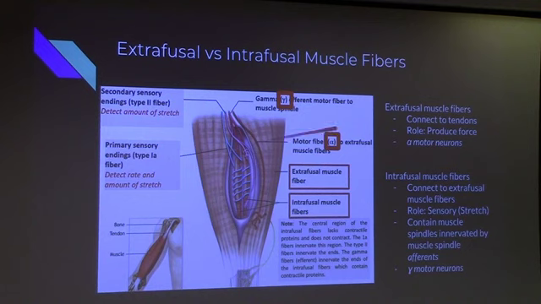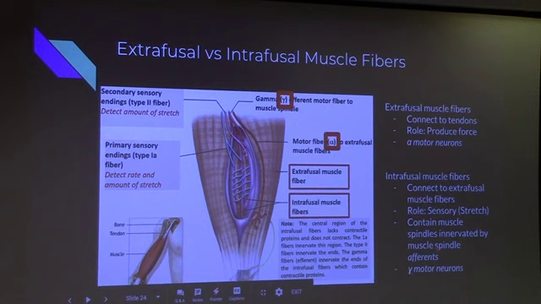Extrafusal muscle fibers connect to tendons. Their role is to produce force, and they're innervated by alpha motor neurons. As opposed to that, you have intrafusal muscle fibers that lie within the muscle spindle. They connect to the extrafusal muscle fiber, and their role is sensory. They detect stretch of the extrafusal muscle fiber.